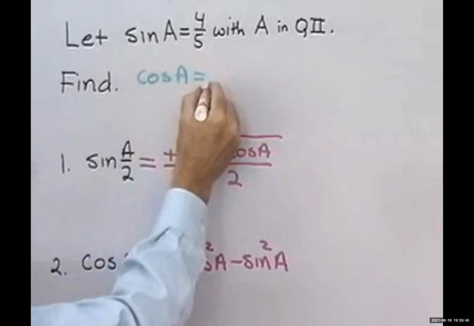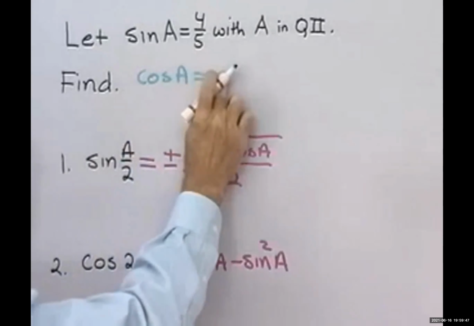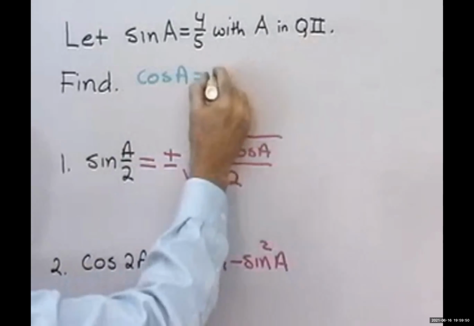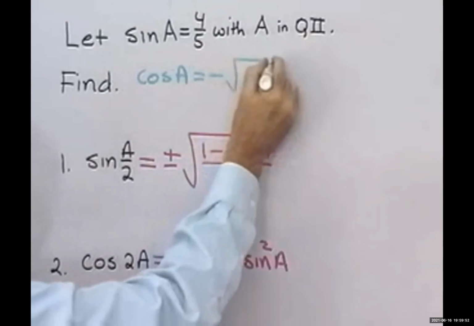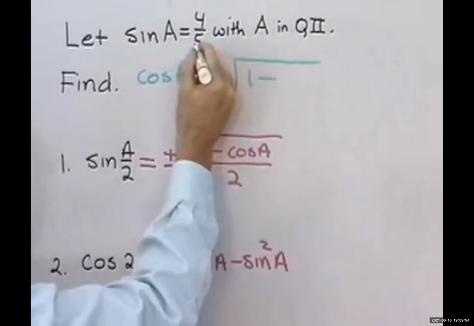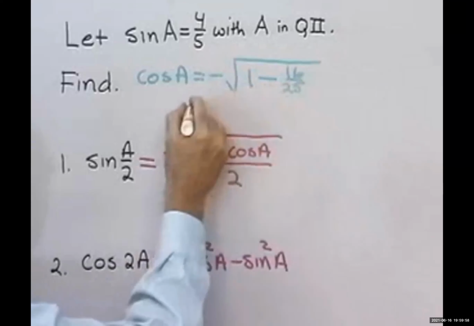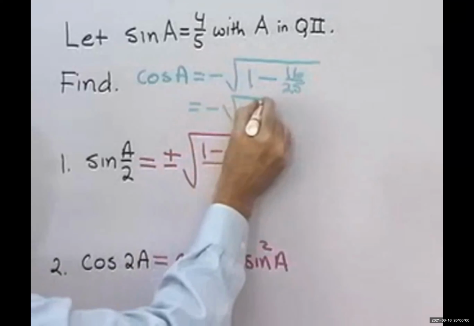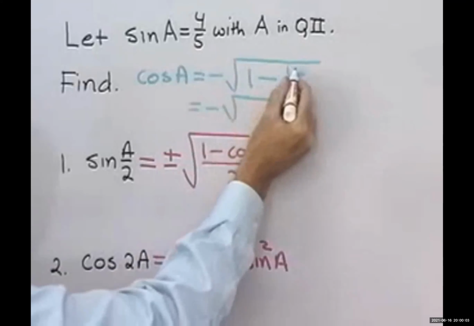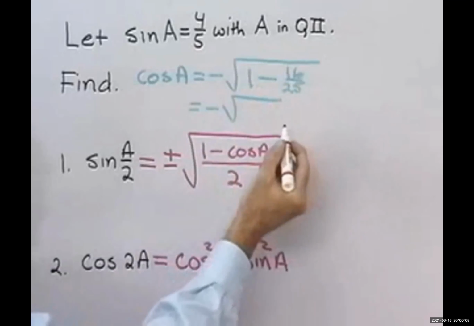Let's try an identity here this time. Plus or minus, well, I know that A terminates in quadrant 2, so cosine is going to be a negative number. 1 minus sine squared. Well, sine squared is 16/25. So that's minus the square root of 25/25 minus 16/25, which is 9/25.